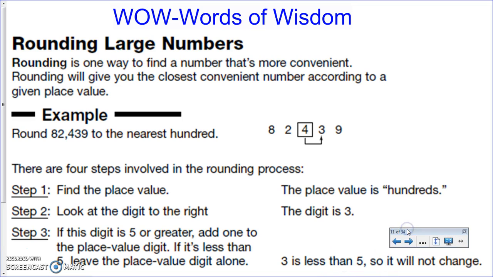Rounding large numbers. Rounding is one way to find a number that's more convenient. Rounding will give you the closest convenient number according to a given place value. Example, round 82,439 to the nearest hundred.